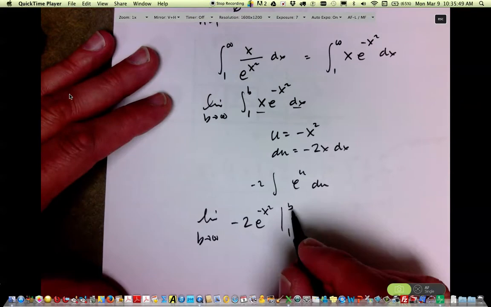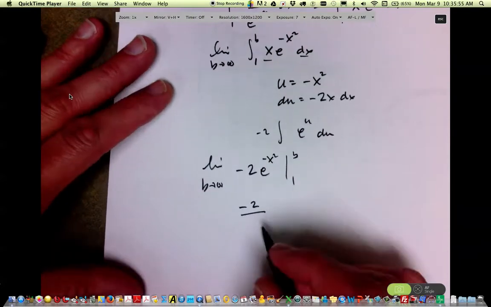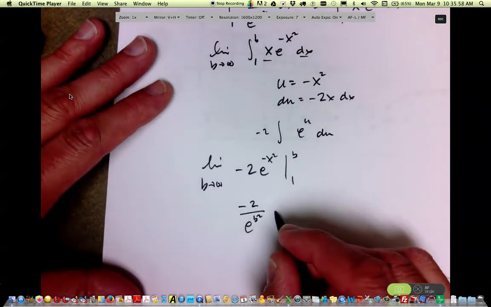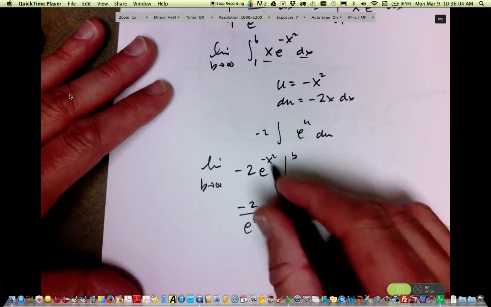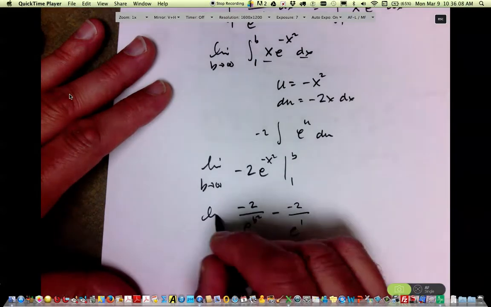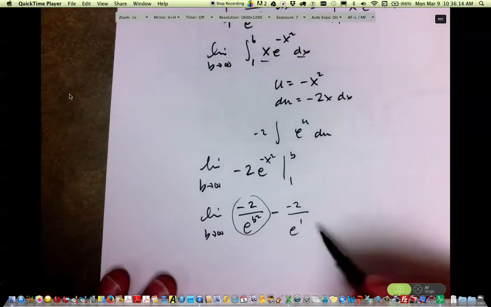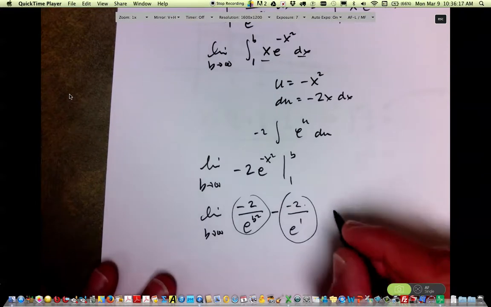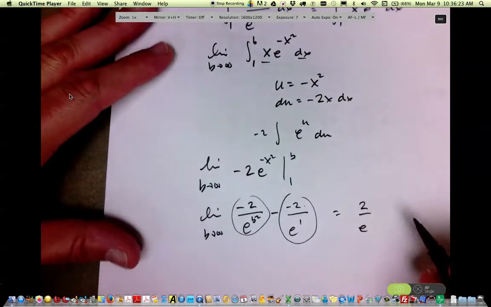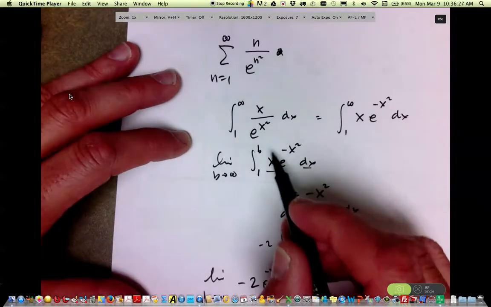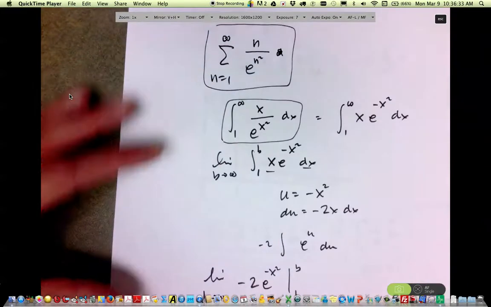We're looking at what happens as b goes to infinity. If I plug in b here, we're going to get the e to the negative b squared term, minus the value at 1, which involves e to the first power, and then take the limit as b goes to infinity. As b goes to infinity, this first term is going to go to 0, and this other term is going to end up being a constant divided by e. Because that's a finite number, this converges. So going back and filling in the details then, this converges. If that converges, then so does this corresponding series.